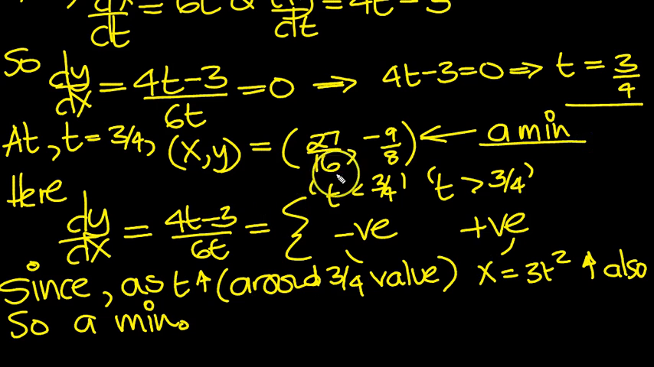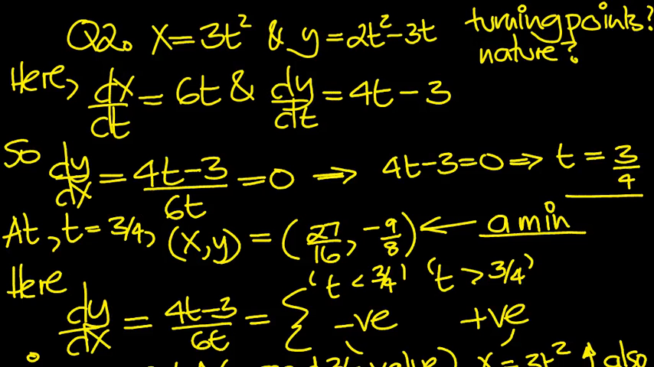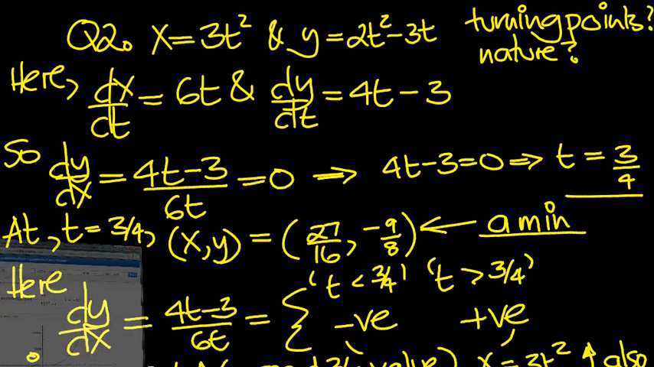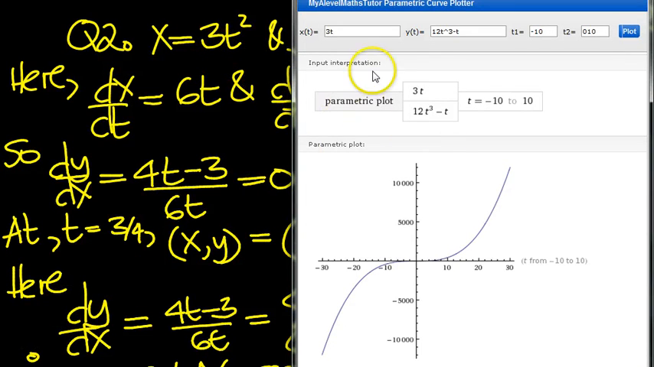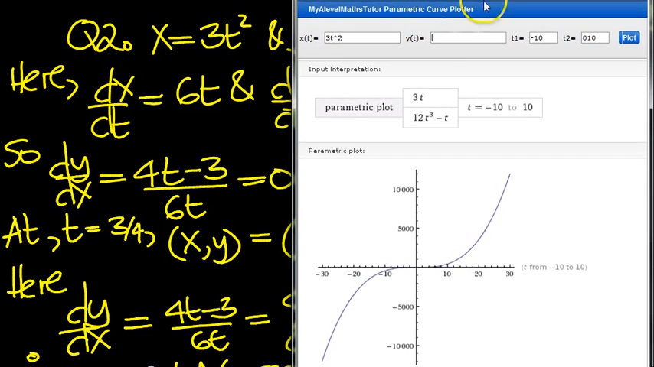So let's just check that on the plotter. So we want to do at t equals 3/4, we'll just do a little plot around that. Here's our parametric equations, so we can just type them in, can't we? So we've got 3t squared, so let's put it in here. So 3t squared, and then we've got y is 2t squared minus 3t. There we go.